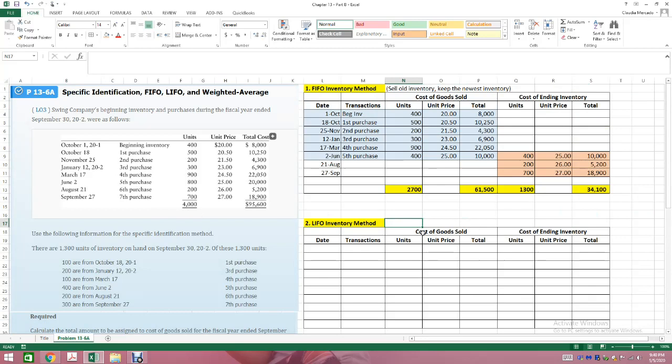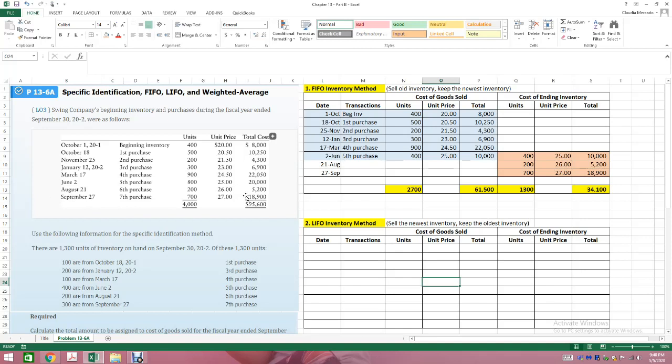We're going to do the same exact thing, but now we're using LIFO, okay? LIFO stands for last in, first out, okay? So what does that mean? Last in, first out. So that means you're going to sell the newest inventory and you're going to keep the oldest inventory. That's what it means, okay? You're going to sell the newest inventory, which means the items that you purchased last are the ones that you're going to be selling first, okay?